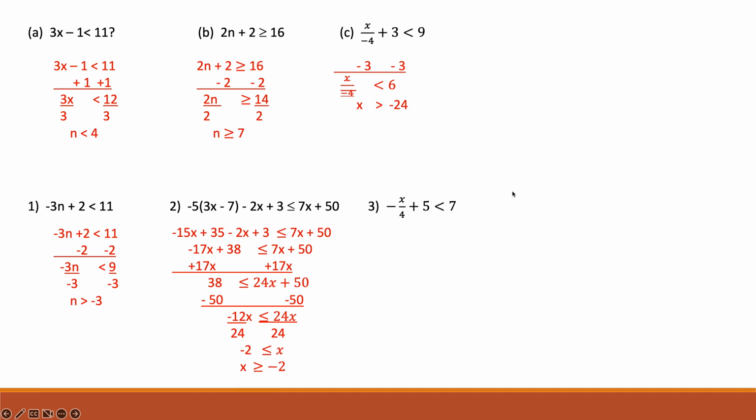Okay, number 3, go ahead. Subtracting 5 from both sides: x over negative 4 is less than 2. Multiplying both sides by negative 4, it'll cancel out here on the left. On the right, you get negative 8. And don't forget to switch the direction of that inequality because you multiplied by a negative. So x is greater than negative 8.